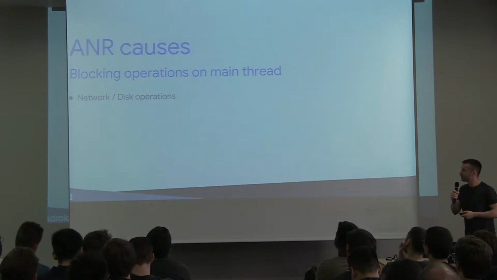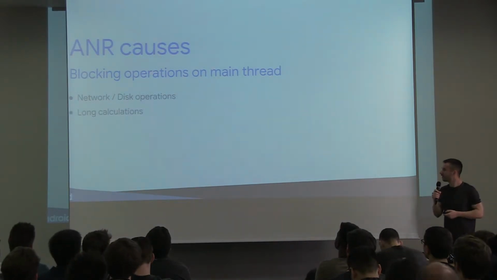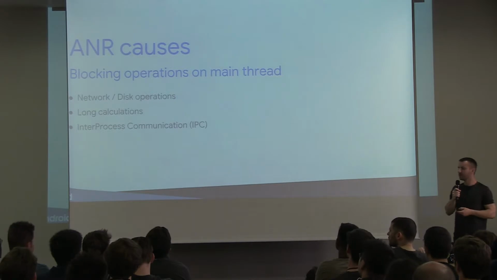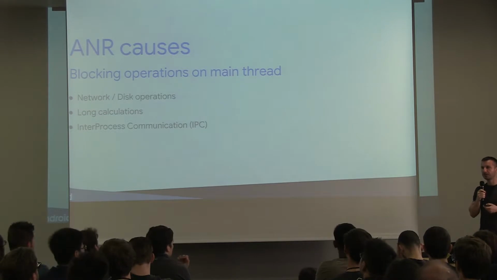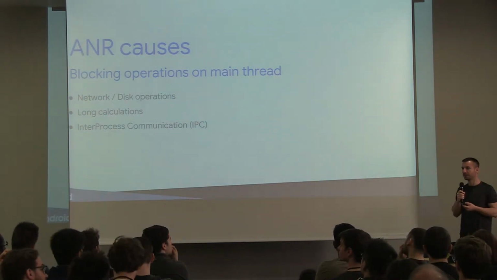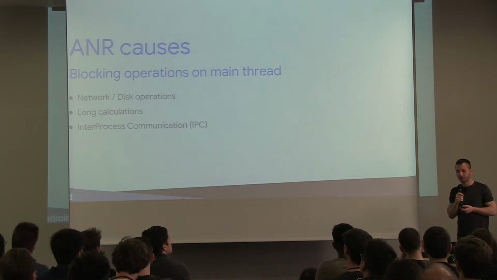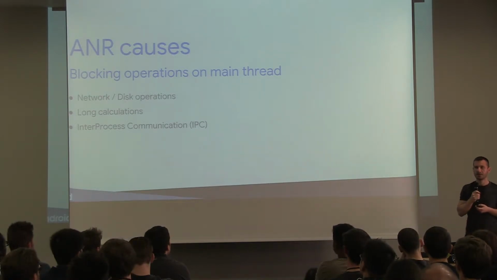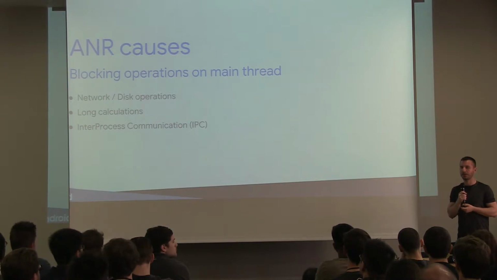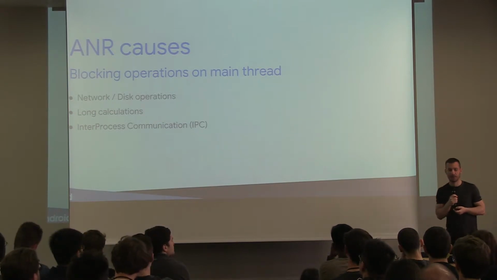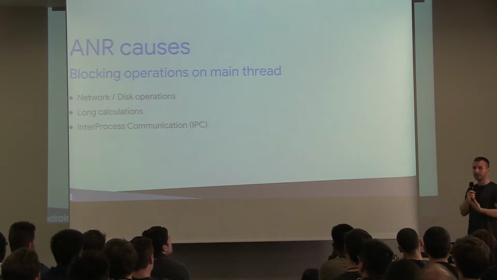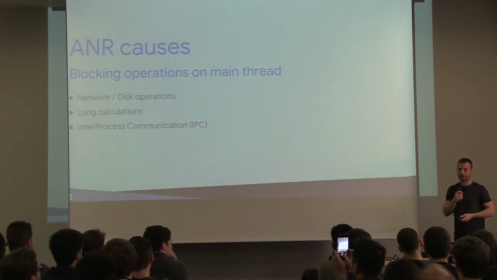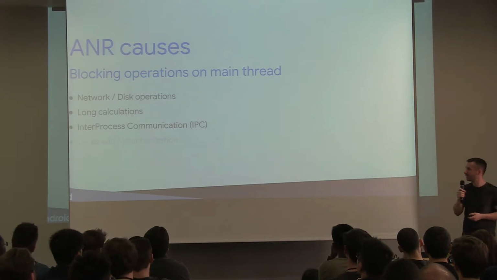Okay, so like I said, the most common issues are network or disk operations, long calculations, then inter-process communication. That's whenever you access a service in a separate process. This also involves some libraries like Google Play services. In general, try not doing IPC on the main thread. There are various costs involved here, like parceling and unparceling data, going through the system layer to reach the other process. And then the other process, to respond to your request, can actually access the network, and it's out of your control. So try doing it on a separate thread.